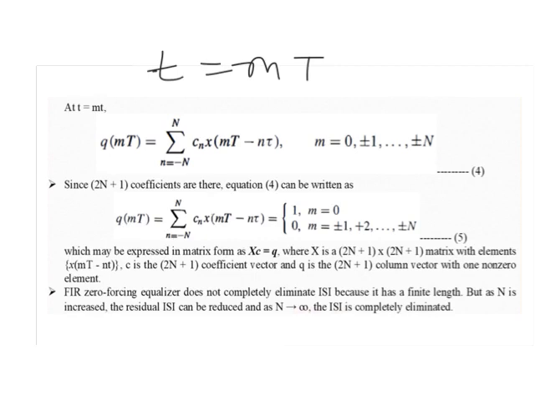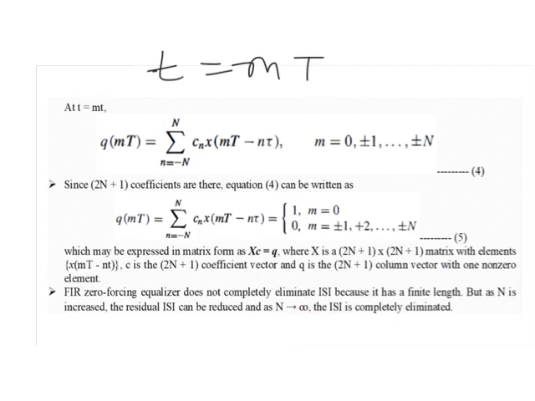I repeat, in the matrix form, it can be written as capital X c is equal to Q, where X is a 2N plus 1 into 2N plus 1 matrix with elements x of mT minus nT, c is the 2N plus 1 coefficient vector, and Q is the 2N plus 1 column vector with one non-zero element.